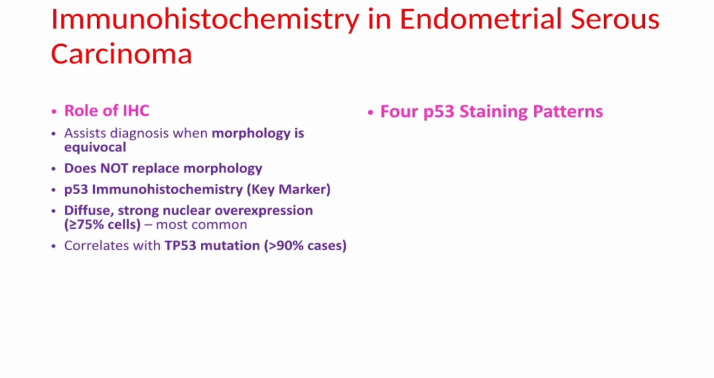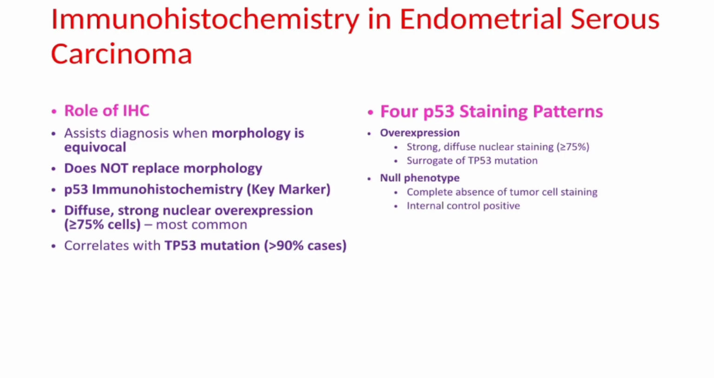Now, this P53 staining has 4 patterns. These patterns we have already discussed in previous videos. So if you want to learn these staining patterns, check that video on P53 staining patterns. But here in short, there are 4 patterns. One is overexpression, meaning strong diffuse nuclear staining in more than 75% of cells, and it is a surrogate of TP53 mutation. Second is null phenotype.